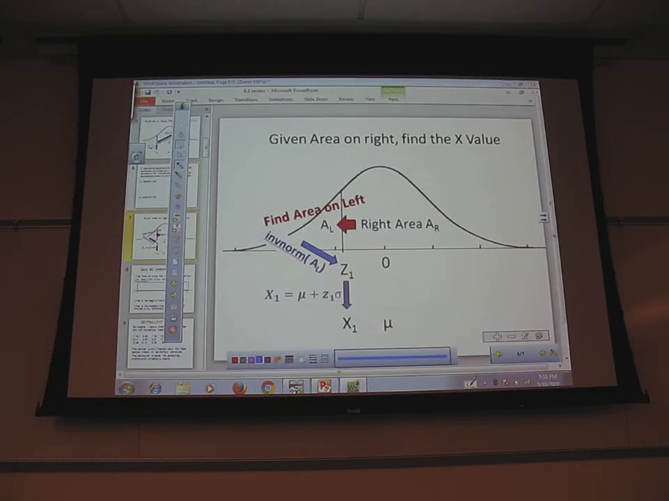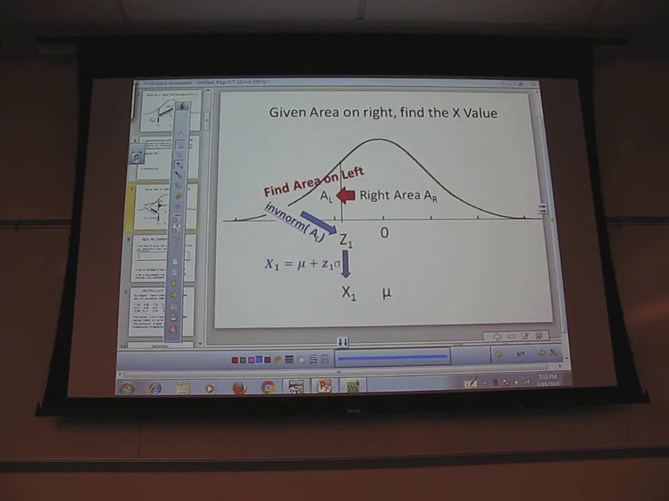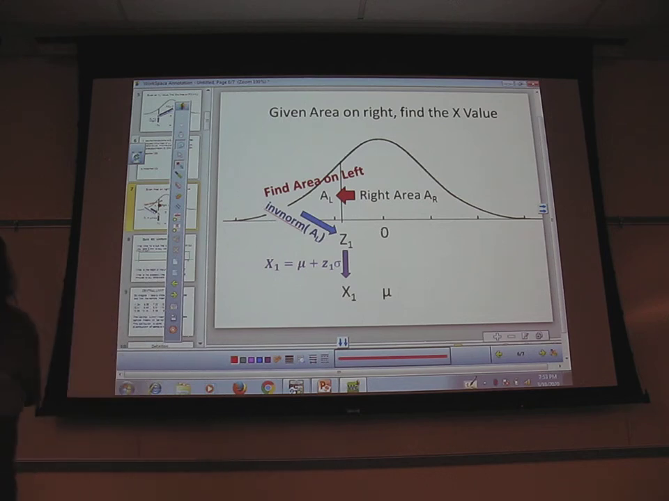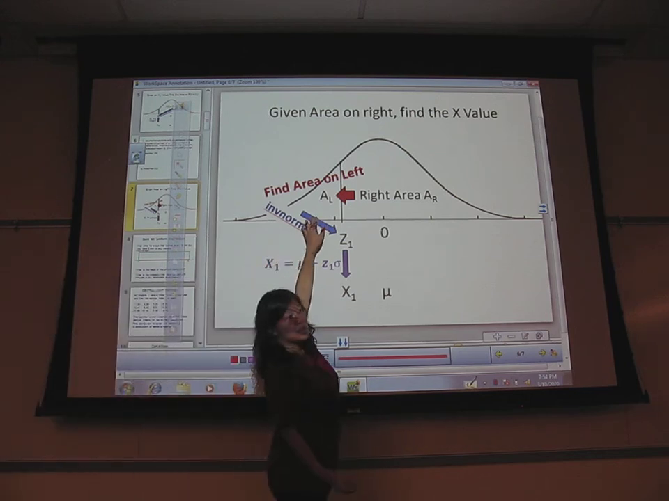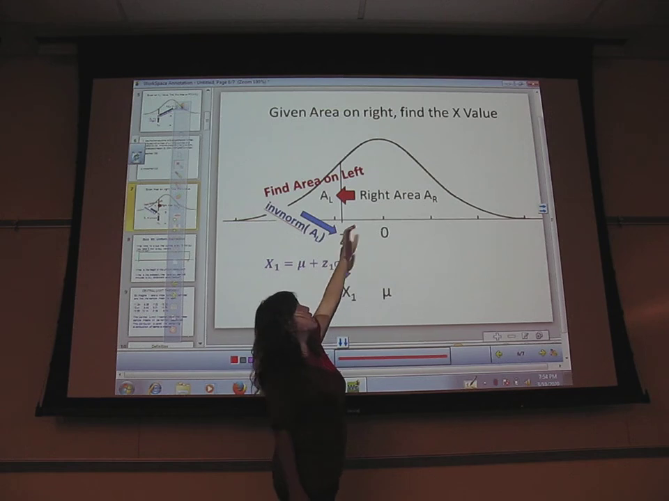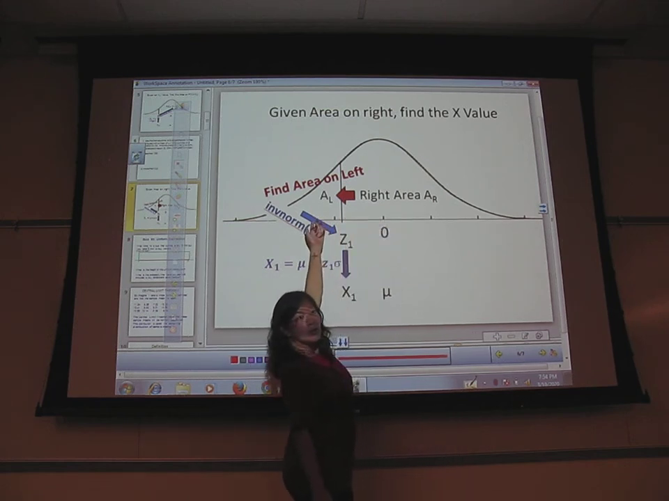Another thing I might give you is, say, given the area on the right, find the x value. So given an area, I might give you the left area or the right area. If you're taking an area and converting it to a z value, the calculator needs the area on the left. You can find that though. Either you're given the area on the left, which is easy, or if you're given the area on the right, you can find the area on the left because these two have to add up to 1 or 100%. So if this is 70%, this would have to be 30%.